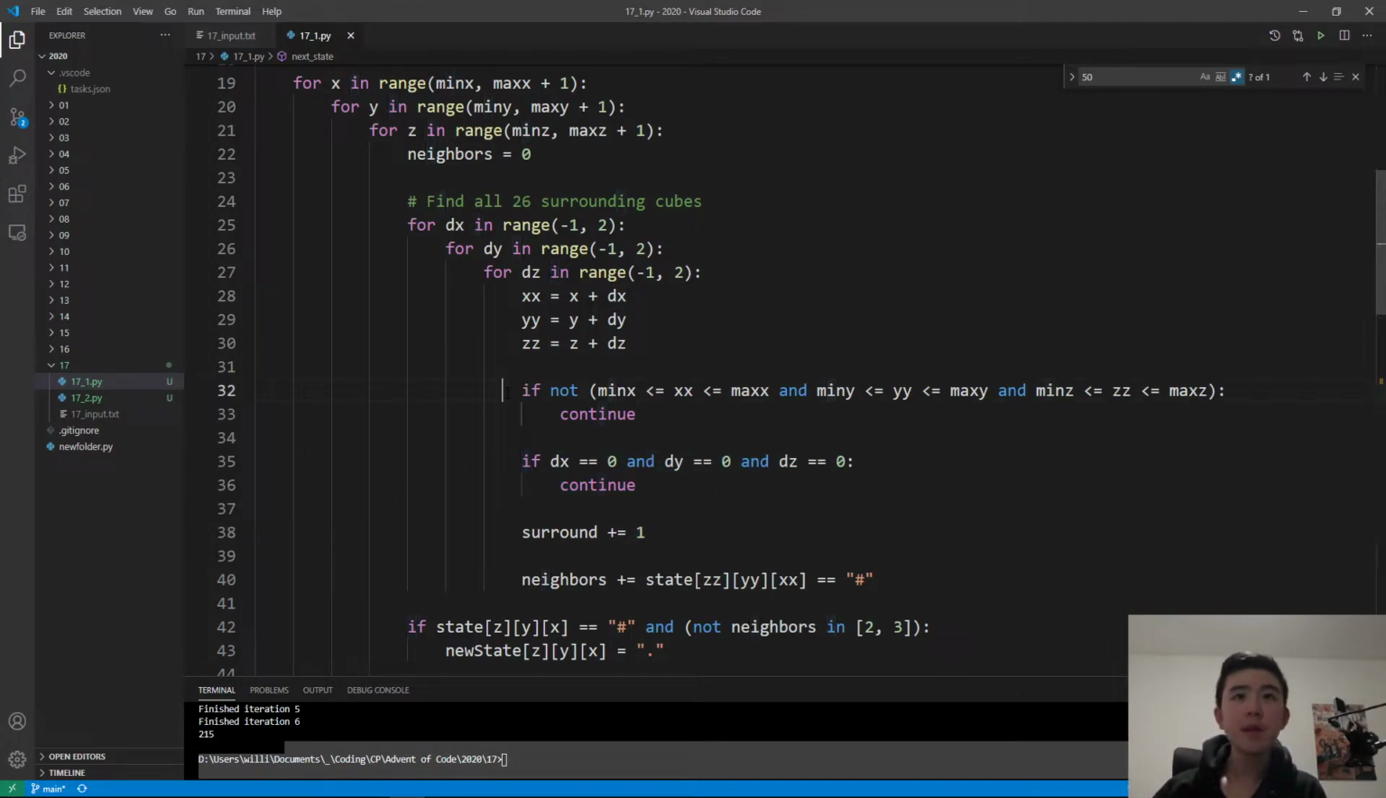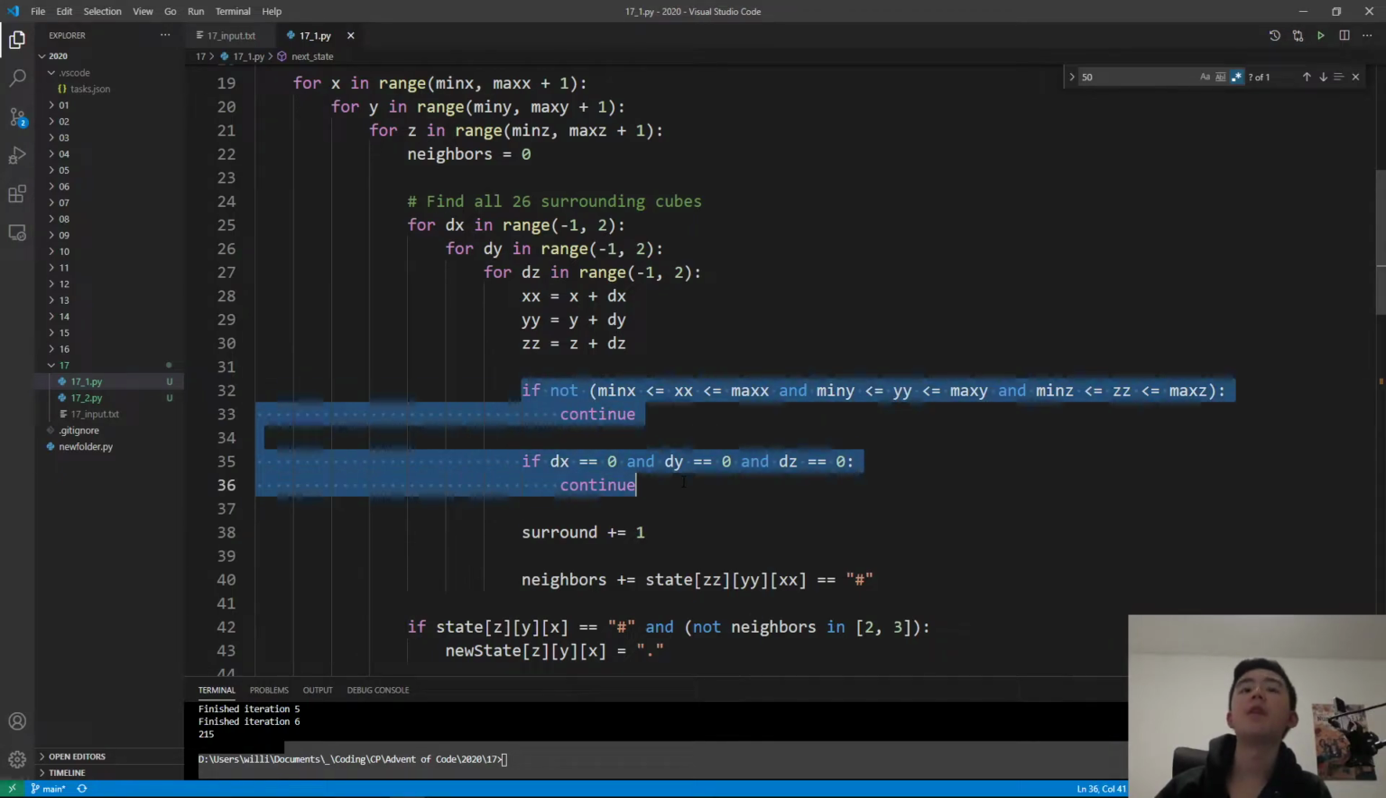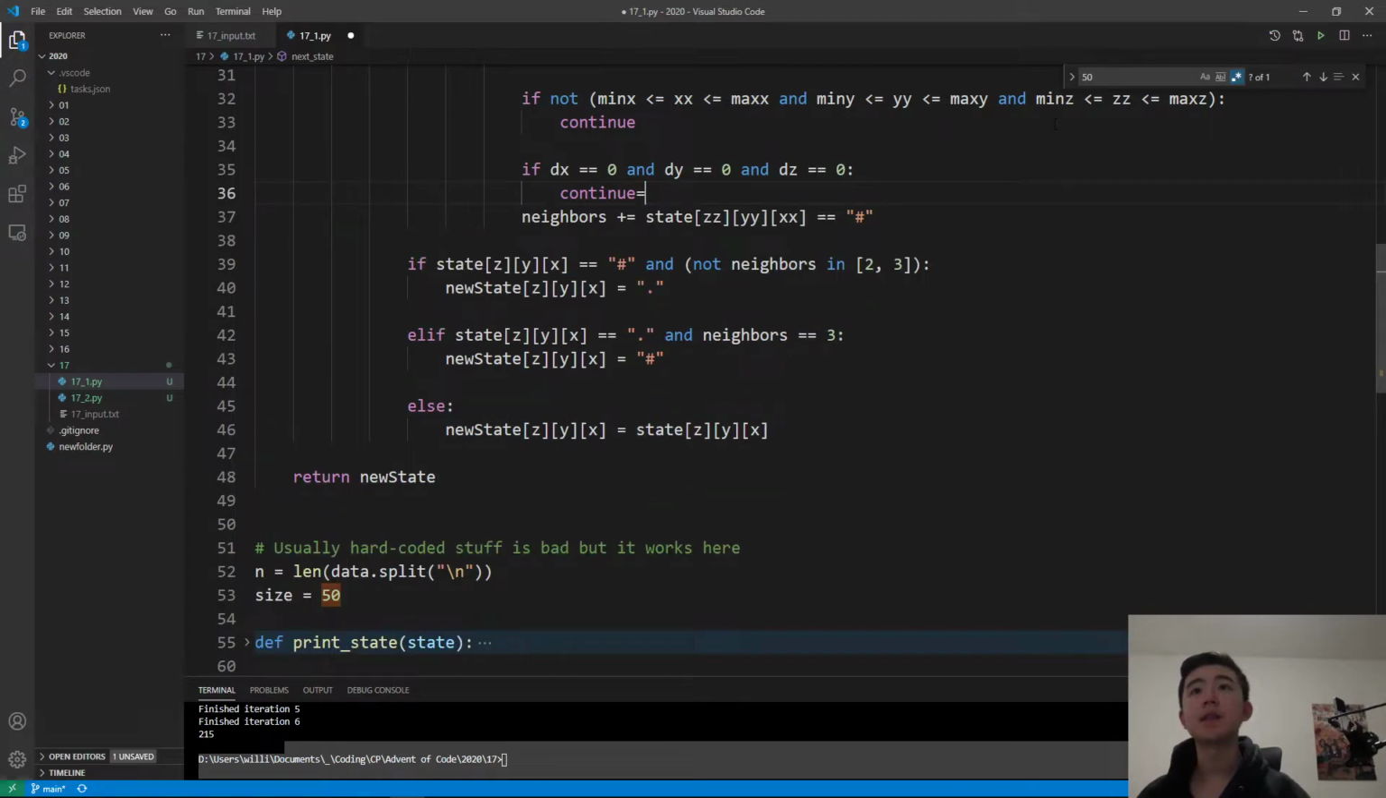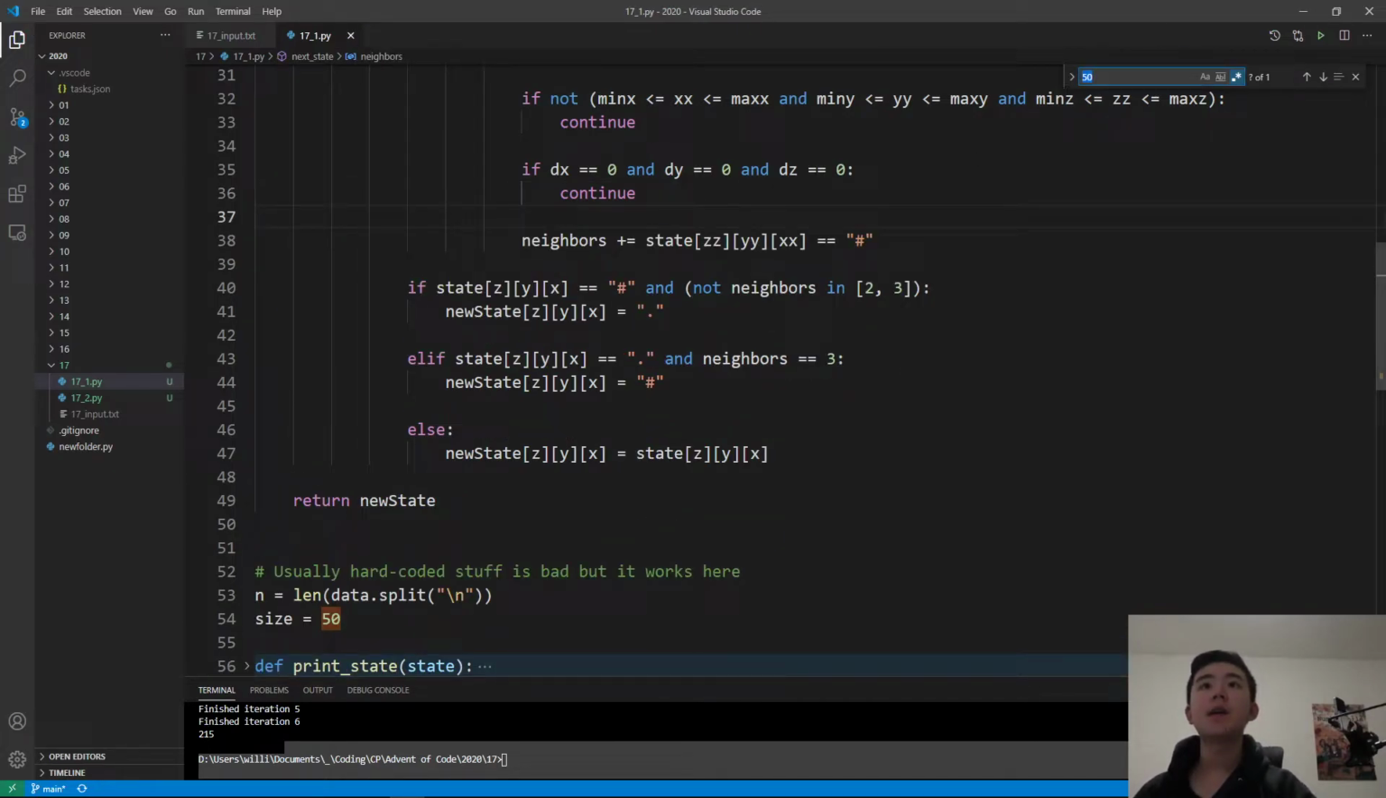So we also need to make sure that this is inside the grid, otherwise we're going to get an index out of range error. So we just make sure that x is within the range of possible x, y is within the range of possible y, and z is within the range of possible z for our neighbor cube. Okay, we also don't need this. This is unnecessary. But yeah, okay.